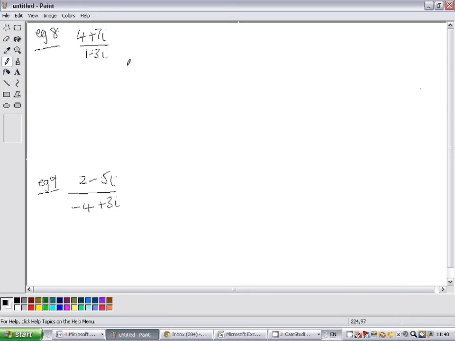Complex numbers, examples 8 and 9. Question 8 asks us to divide 4 plus 7i by 1 minus 3i.